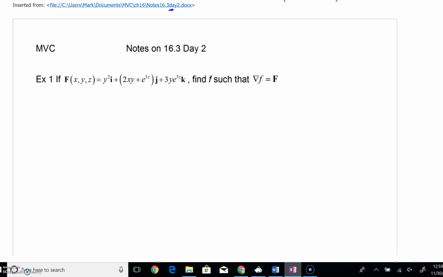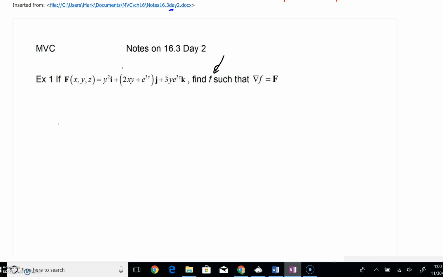Tell you what, we're picking up with what we did yesterday. Yesterday we had this force function. It's really a vector function, defining a vector field. And just like we did yesterday, we'd like to find that little f such that the gradient of that function f would equal our vector field function.